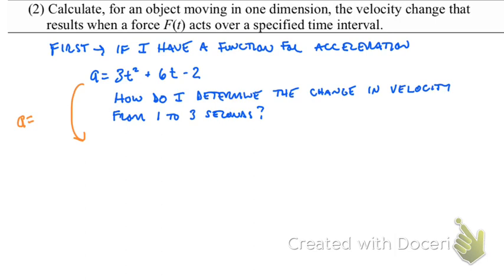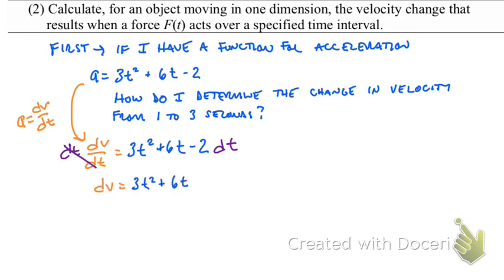Well, remember the definition of acceleration. Acceleration is defined as a change in velocity over change in time. So we're going to replace a with dv/dt. Now we have to think of what we need to do to get v by itself. In essence, we want to multiply both sides by dt to get that out of there.